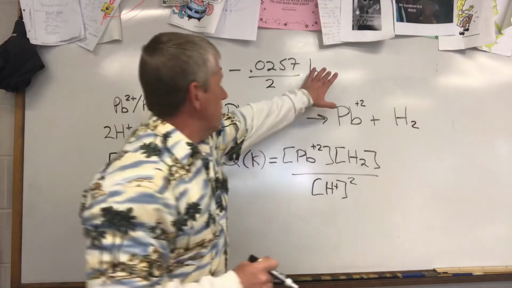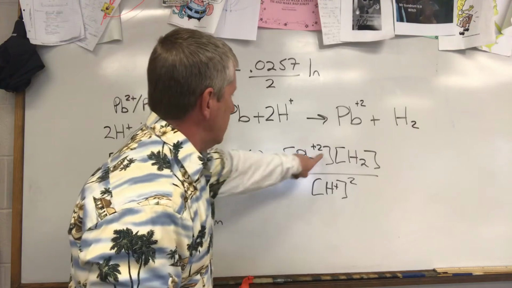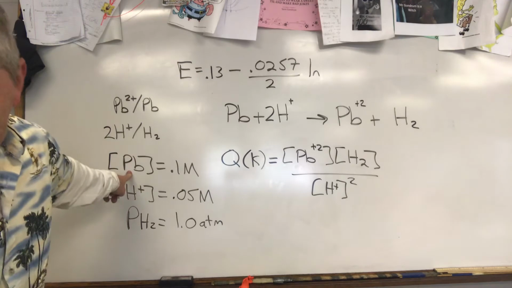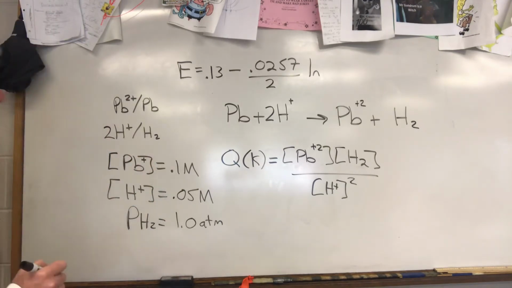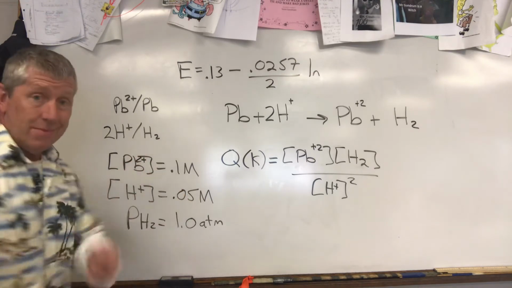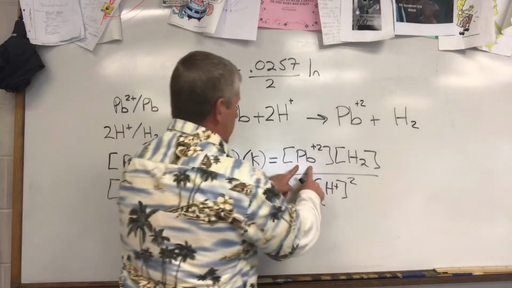So the Q value here would be equal to the lead ion concentration. What's my lead ion concentration? Lead ion, that should be lead ion, not lead. Yeah, it is. Lead ion concentration, 2 positive, is 0.1 molar. So that's the one of the problem. The lead ion concentration is 0.1 molar. That goes here.